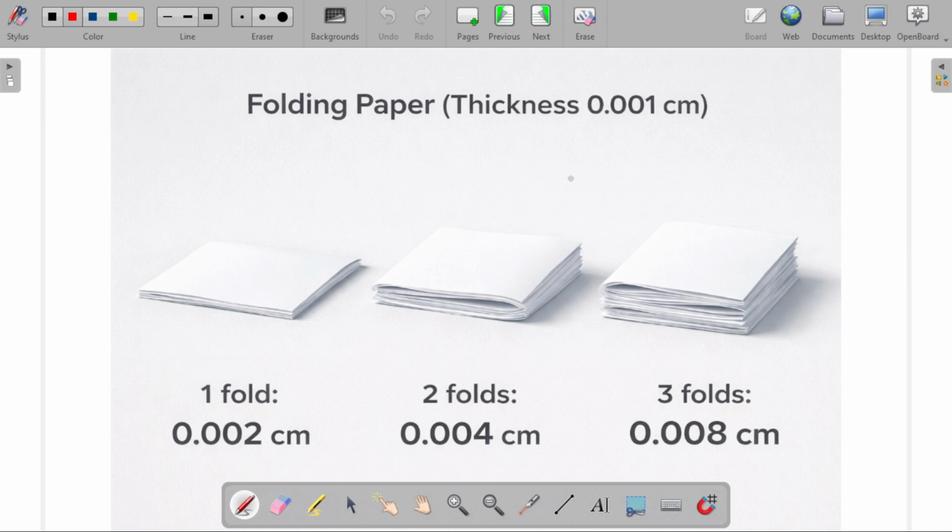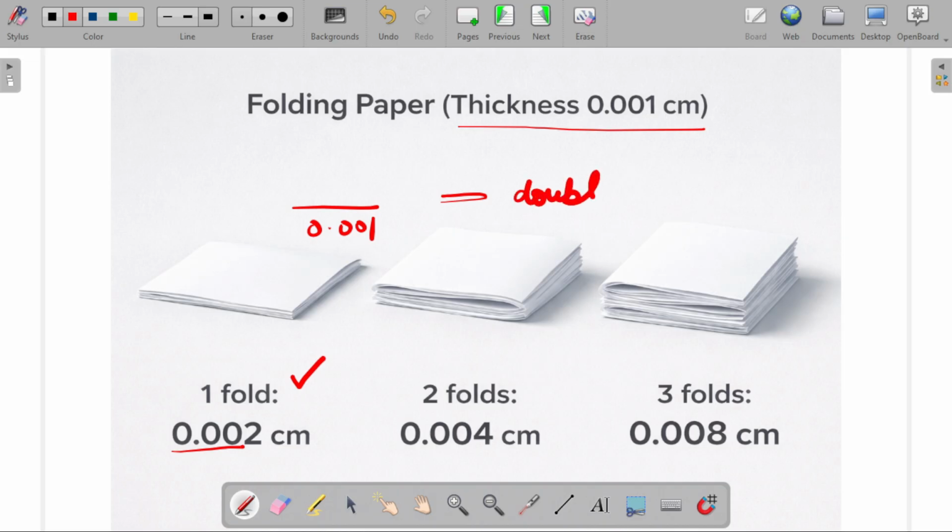So it will look like this. If the thickness of paper is 0.001 centimeter, after one fold, it becomes 0.002 centimeter, obviously, double, right? And after two folds, that means if we again fold it, it becomes double of the previous one. And if we again fold it, it becomes double of the previous one. Can you see that? It is doubling over and over again. Fine. Now we will discuss the pattern.